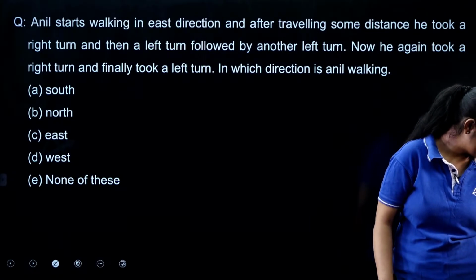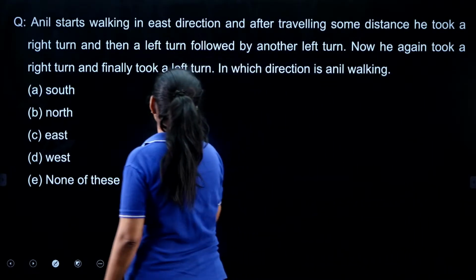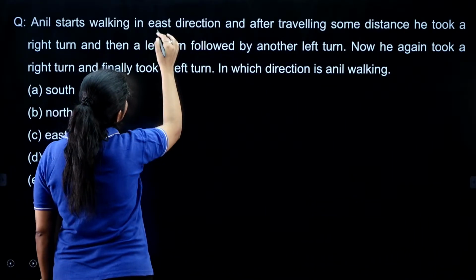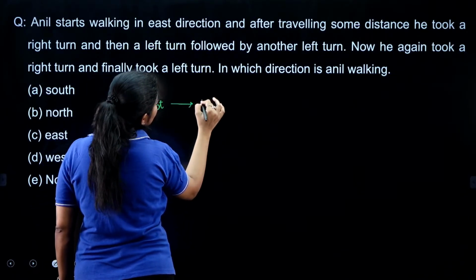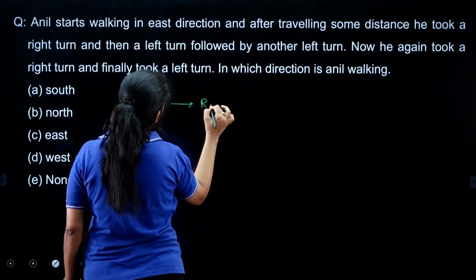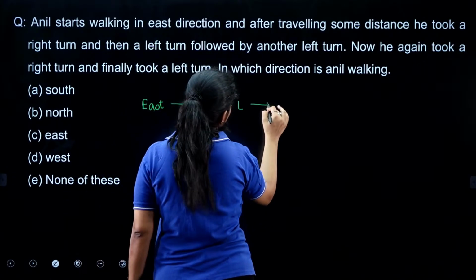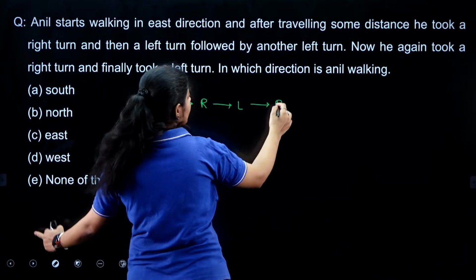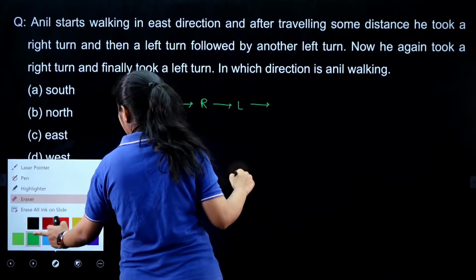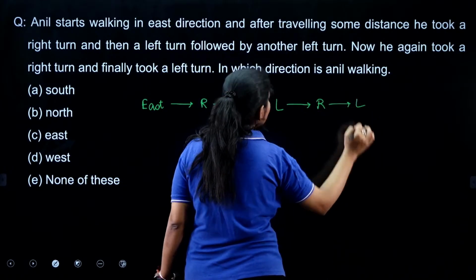North. Okay, Radhe. Very good, Sundaram. Let's see. So we know that here we are having Anil, and Anil is walking in the east direction. After east, he took a right turn. After that, left turn. After that, right turn. No, after that there's one more left turn. There's one more left turn, and after that right turn, and in the ending again left turn.